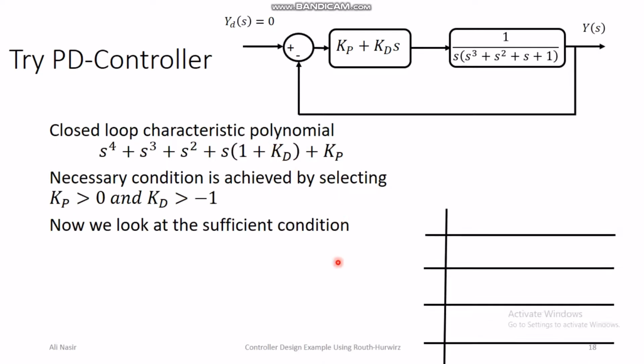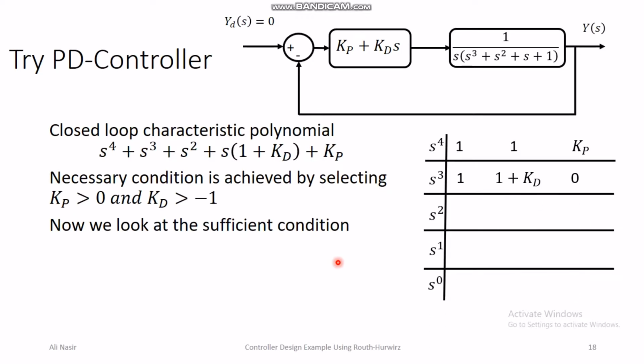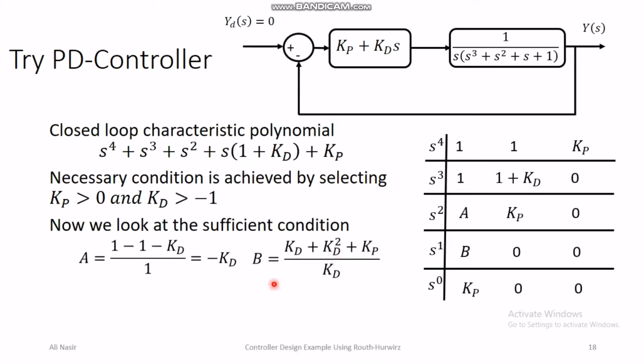So now we look at the sufficient condition. We build the Routh-Hurwitz table, and we see that A and B are given by these expressions. A is equal to minus Kd. So for A to be positive, Kd has to be negative, but Kd can only be between 0 and -1. So if you choose any value of Kd between 0 and -1, you can find the corresponding value of Kp such that B becomes positive.